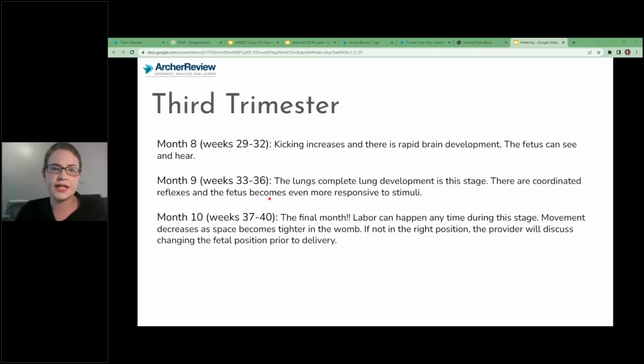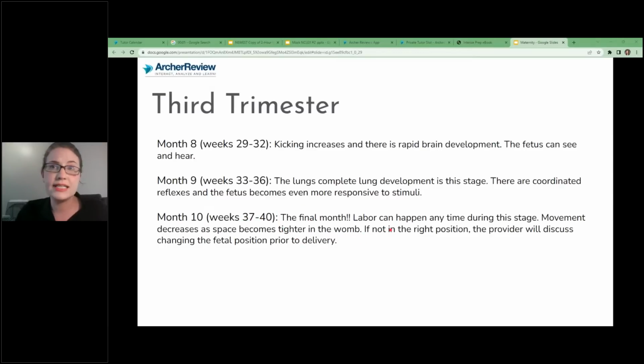Then we have month 10, and a lot of people are going to be like, I thought there were only 9 months. Well, despite what pop culture tells us, there are actually 10 months instead of 9, depending on when you count the pregnancy starting. But technically, there are 10 months of pregnancy, not 9. So weeks 37 through 40, this is the final month.